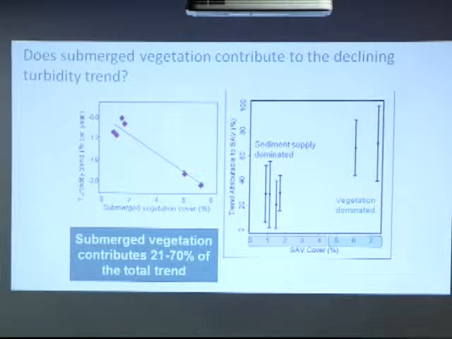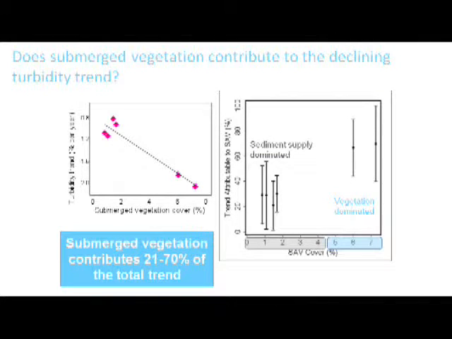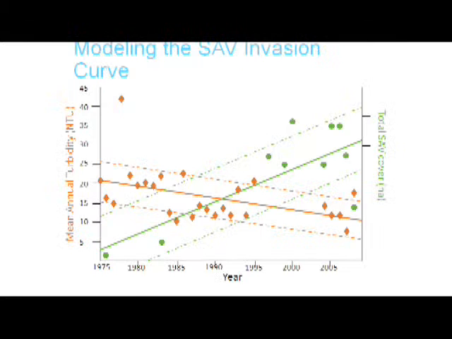So you have a part where it's sediment supply dominant with low impact of the vegetation, and then where it's vegetation dominated. So there seems to be an interaction between the turbidity levels, which are shown in tan, versus the increase in SAV cover over this period of time between 1975 and the middle 2000s.